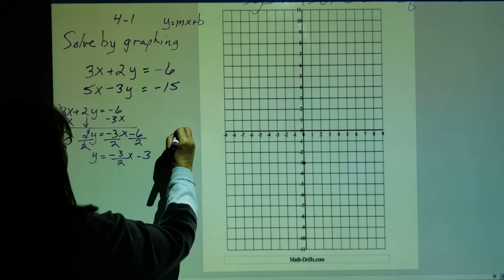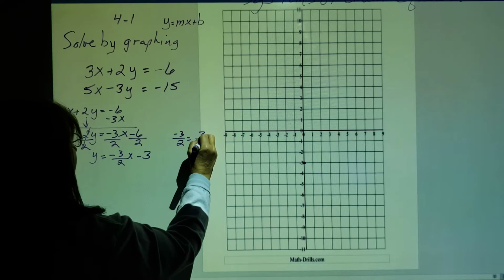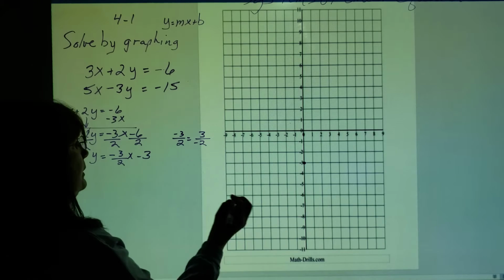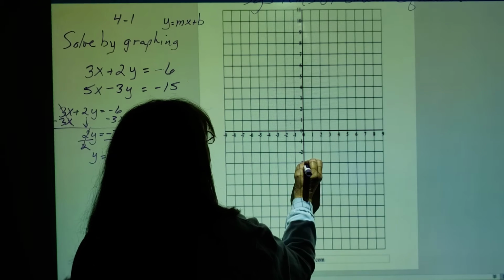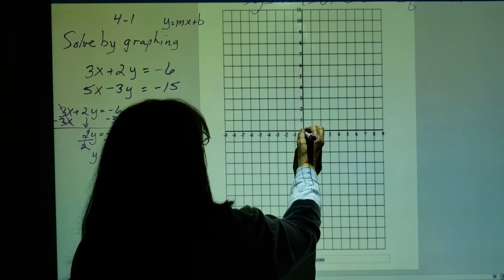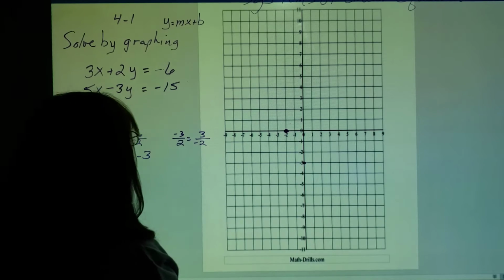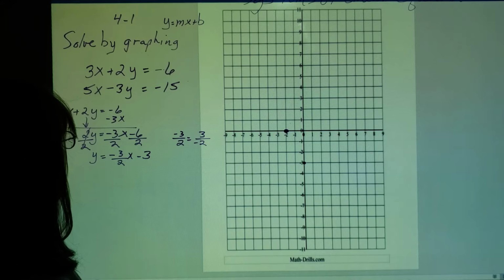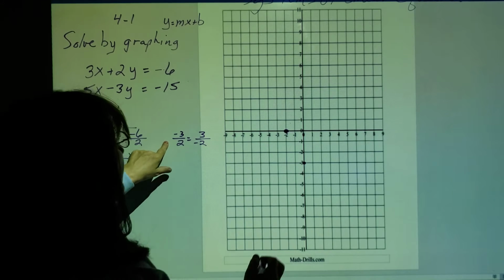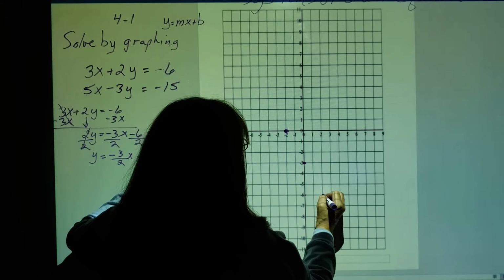We can also take the negative 3 over 2 and make it 3 over negative 2, which means that we would go up 3 and to the left 2. So we're going to try that. We're going to go up 3, 1, 2, 3, and then to the left 2 points, so that's going to go there. So we go up 3, 2 to the left. Here we would have gone down 3, 1, 2, 3, and 2 to the right.